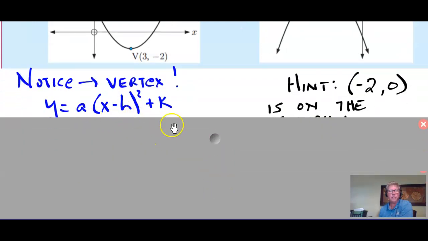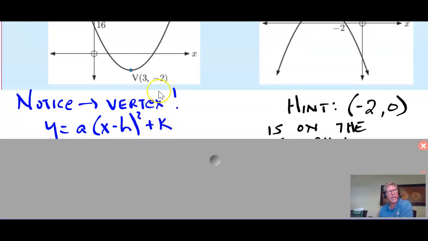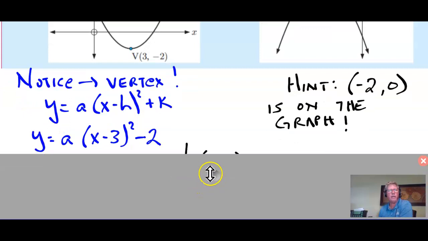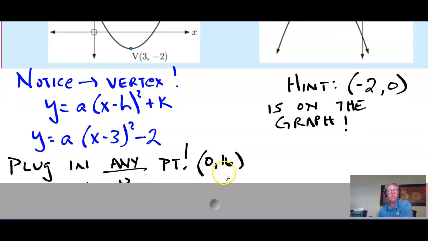So there's the vertex form. You have to know what h and k are. They are the actual x and y coordinates. So I just plug in a positive 3 for h, and I plug in that negative 2 for k. And look, we are in the exact same situation. We don't know what a is, but do we know another point on the graph? And we do. It is the y-intercept, so x equals 0, y equals 16.